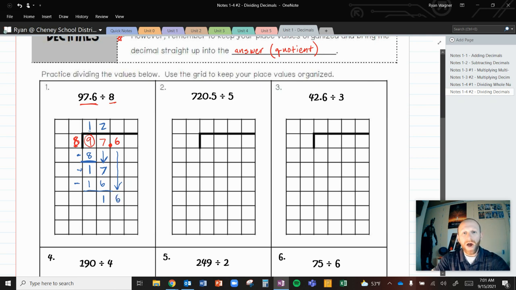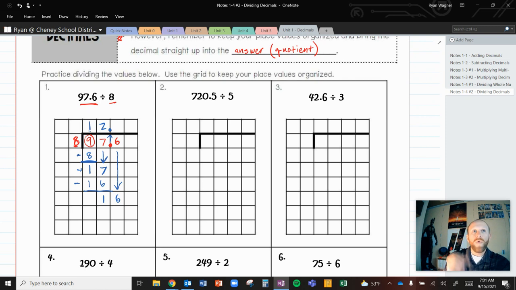Okay? Now, in our answer, what we're going to do with our decimal is we're going to bring it straight up. We're not going to move it. We're not going to do anything. We want to bring it straight up into our answer or the quotient. So that decimal goes straight up and is right next to the 2.